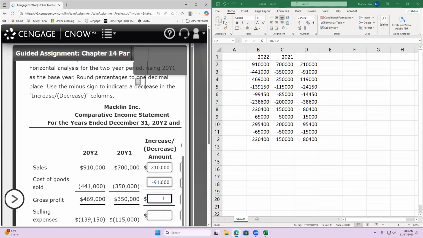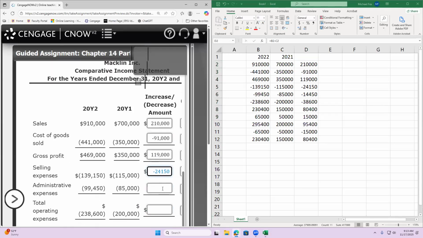460 minus, so selling expenses. I don't know if it's going to like these as negatives. I don't like them as negatives.